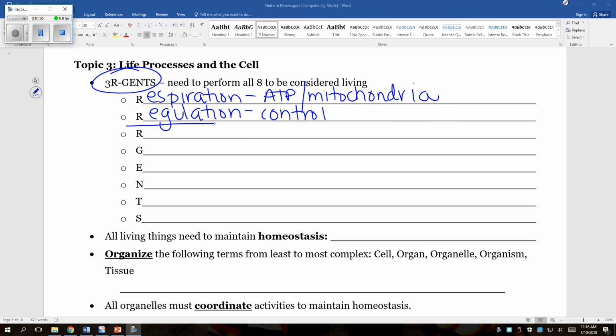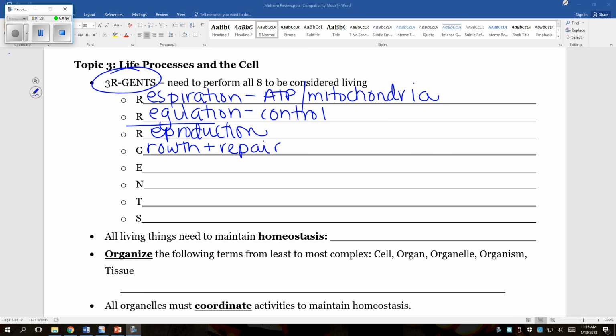Next up, we have reproduction. We have not talked a lot about reproduction. We're actually on that unit right now. We'll continue talking about that later, but for right now, you just need to be able to identify reproduction, making offspring, as one of those 8 life functions. After that, we have growth and repair, talking about an organism getting bigger or healing itself.